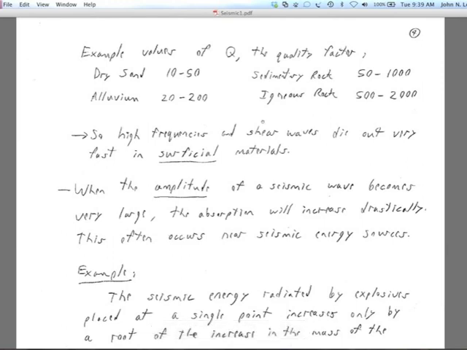All right, let's look at some example values of the quality factor. Q is another rock property, just like velocity or density. Dry sand is very low, 10 to 50.